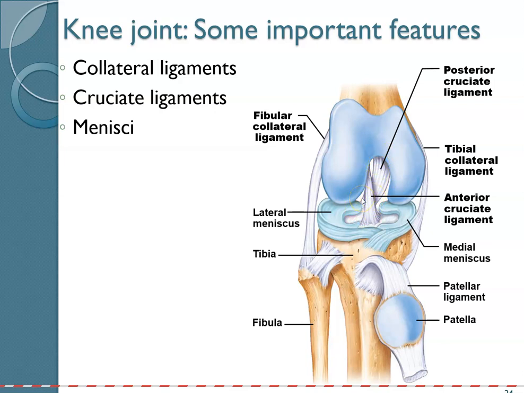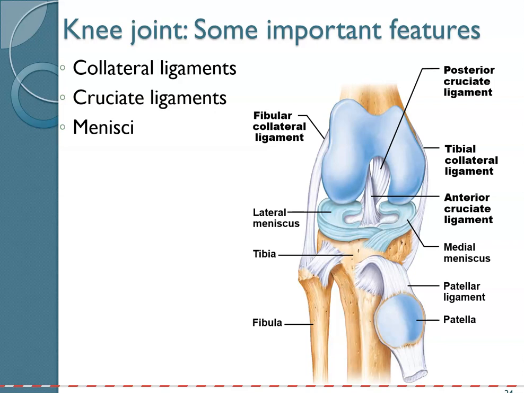Then we also have two menisci in our knees. They're called lateral meniscus and medial meniscus. The medial one is basically sitting on the medial side, the lateral one on the lateral side. Okay, so some extra features of the knee joint.